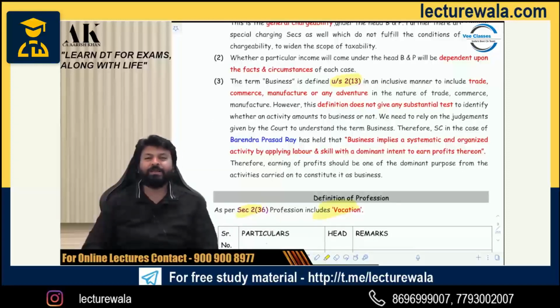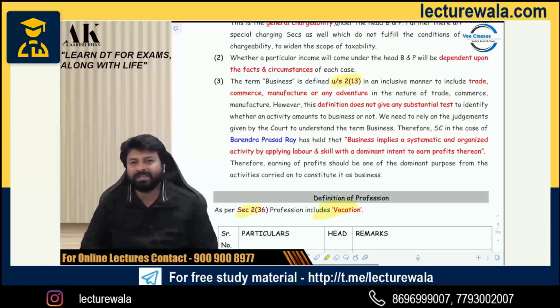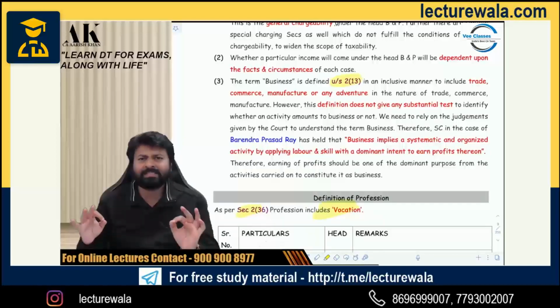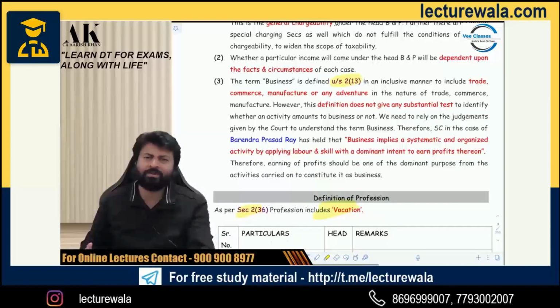So again, a very pathetic definition, nothing great as such. The government does not want to define. If they define it, then the litigation will close. They don't want to close the door. They want to keep it open. So what comes in business, what comes in profession is always a matter of facts and circumstance. Just go through it and then we'll go ahead.